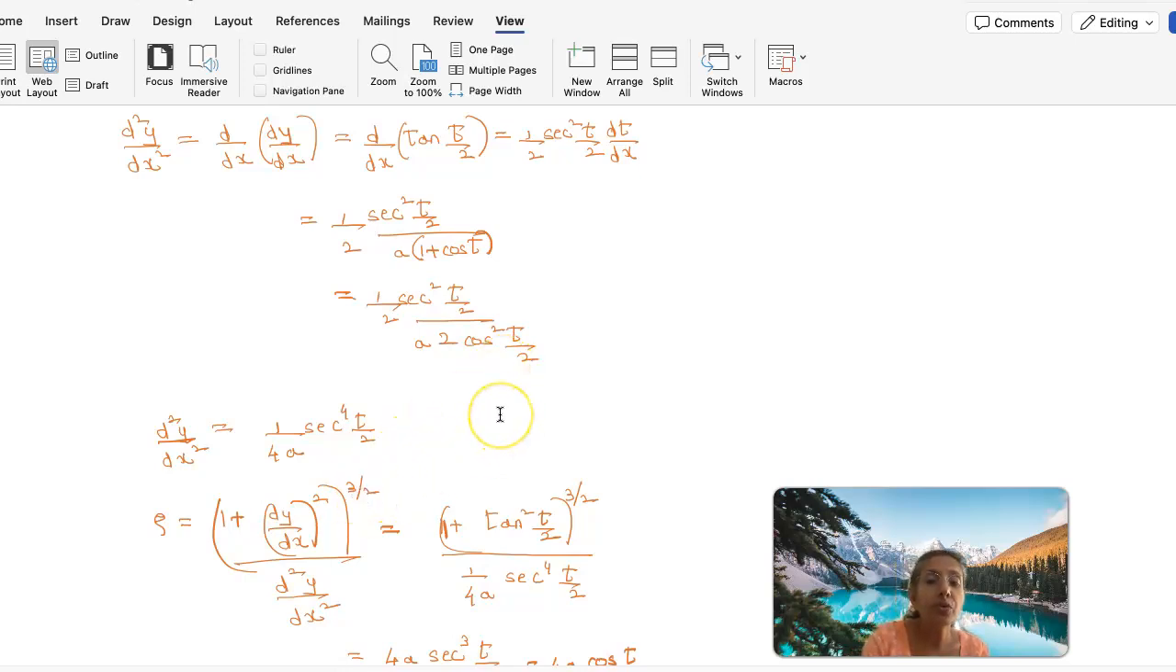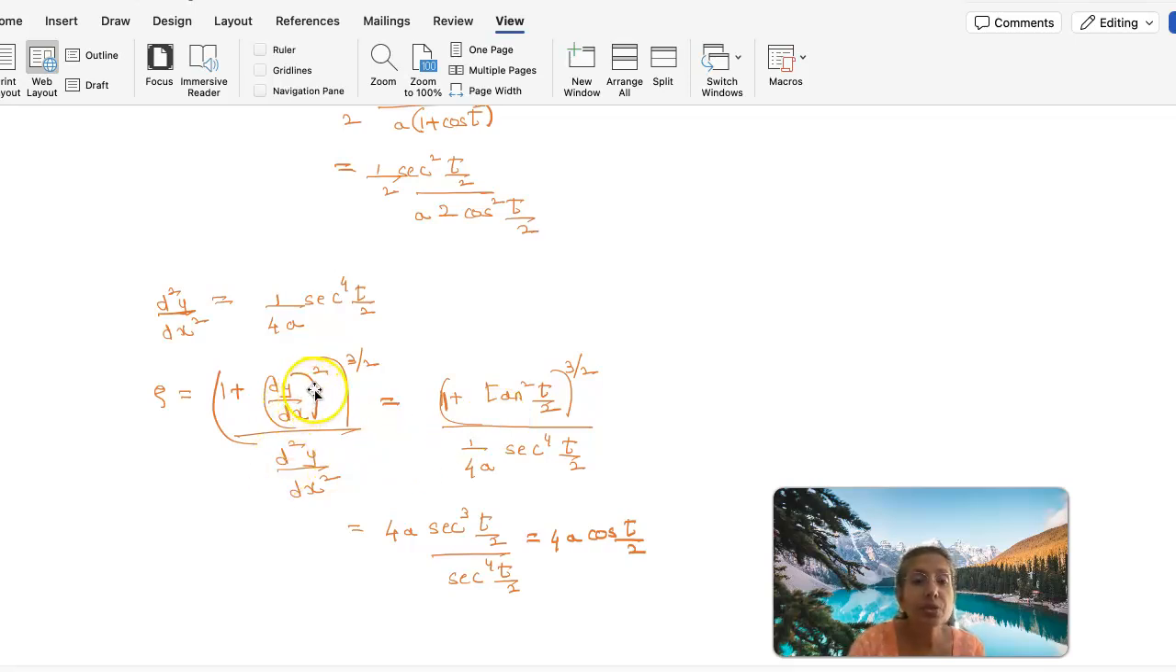And now you substitute in the formula. Rho is (1 plus dy by dx the whole squared) raised to 3 by 2 by d2y by dx squared. That is 1 plus tan squared t by 2, the whole raised to 3 by 2, by 1 by 4a secant raised to 4 t by 2. Now 1 plus tan squared t by 2 is secant squared t by 2, raised to 3 by 2. So it becomes secant cube t by 2 by sec raised to 4 t by 2. The 4a I can take on top. So this becomes 4a by sec t by 2, which is 4a cos t by 2. So this is your radius of curvature in this case.